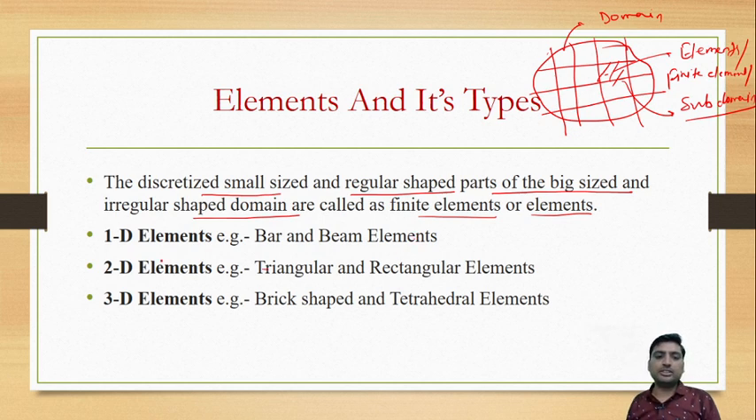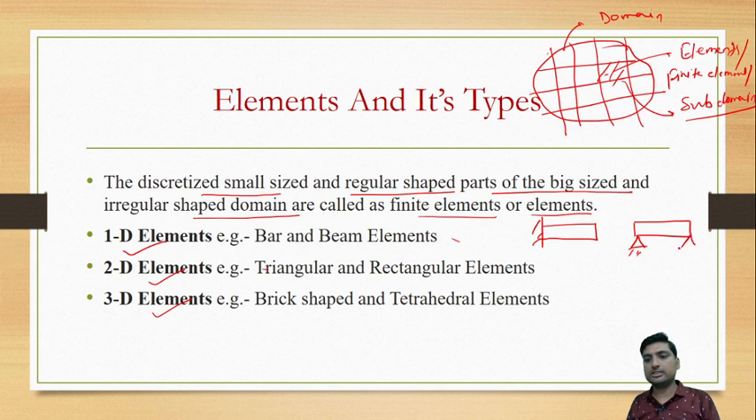So types, you can see, there are one dimensional elements, two dimensional elements, and three dimensional elements. A one dimensional element is nothing but a bar element, like this. Beam element is also one dimensional, like this, with a support provided. These two are one dimensional elements, because we take only the length. We will not consider the thickness of the beam or the thickness of the bar element. We will only take the length. That's why it is one dimensional.